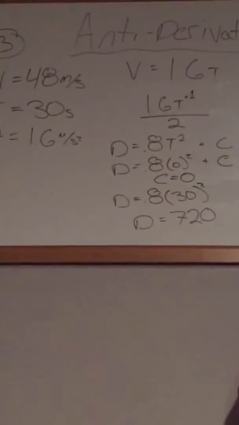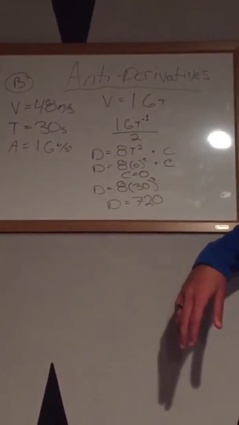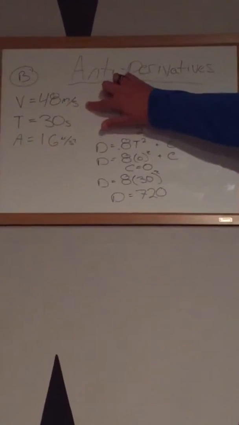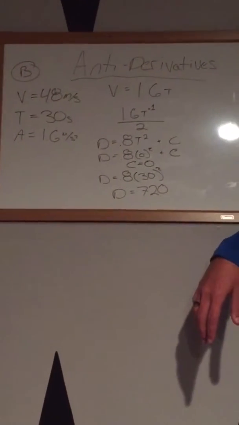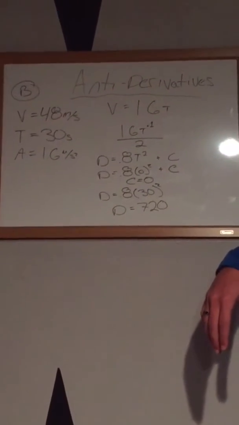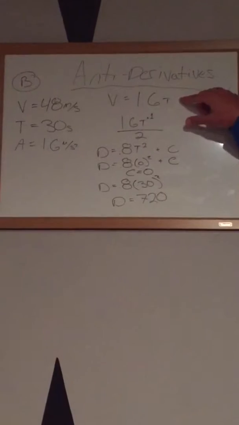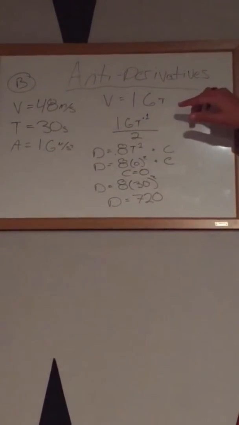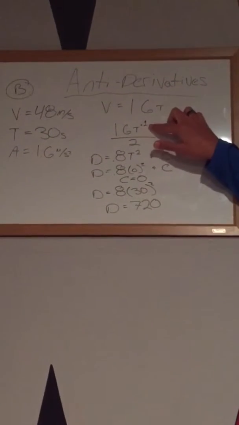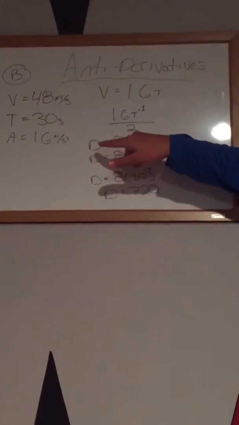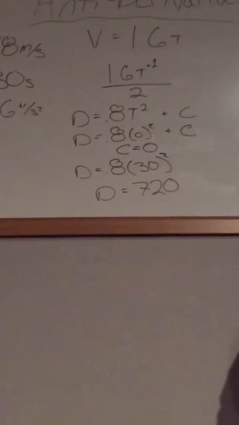Part B: how far below the point of release is the bottom of the crevice? You're still given the same things, except in the last question you found that the velocity was 48 meters per second. Time is still 30 seconds, and the acceleration is still 1.6 meters per second squared. The equation from the last problem was 1.6t. You take the antiderivative of that: add 1 to the exponent of t, then divide by the new exponent. You get the new equation, distance is equal to 0.8t squared plus c.